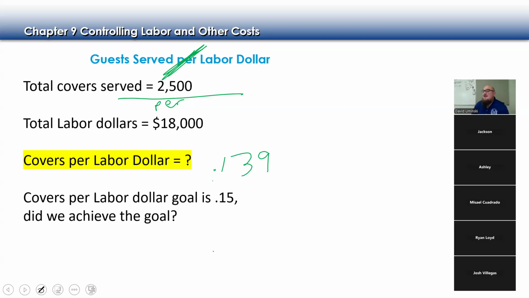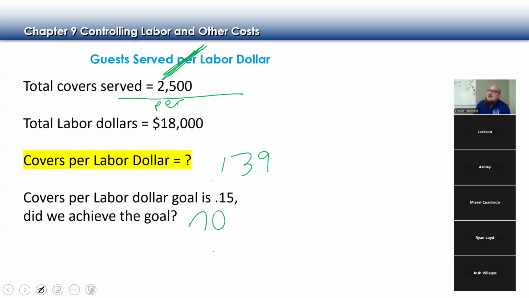Okay. That means we served 0.13 of a person. Kind of weird to think about it that way. But we really wanted to serve 0.15. So is 0.13 lower or higher than 0.15? Lower. Smaller or larger? It's smaller, which means we did not meet our goal. So we did not meet our goal of 0.15.